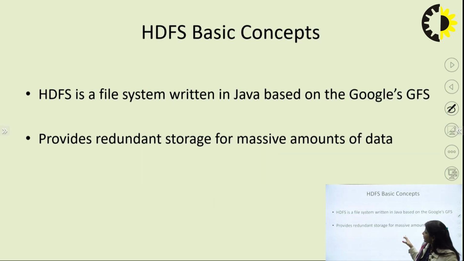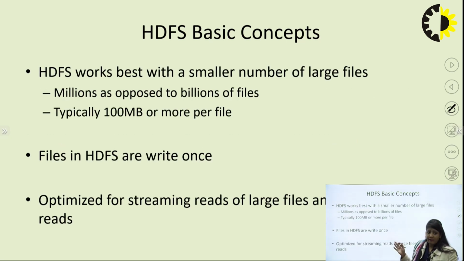And the basic concept is that Hadoop distributed file system is written in Java, based on the Google GFS system, and provides redundant storage for massive amounts of data. Obviously that data has redundant storage, because we are going to reduce the task and merge the task by using MapReduce technology. So we will understand what the MapReduce concept is.